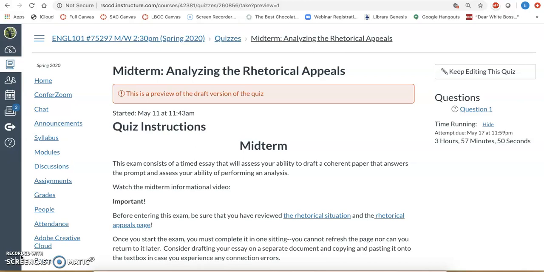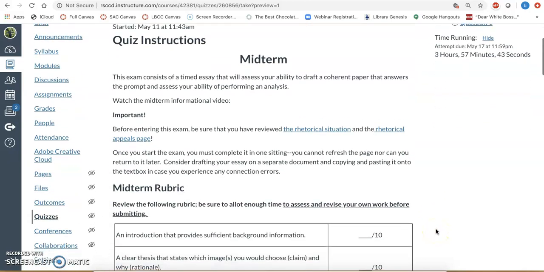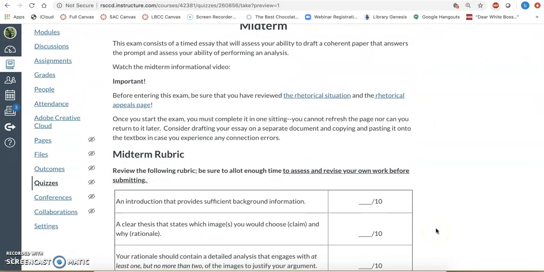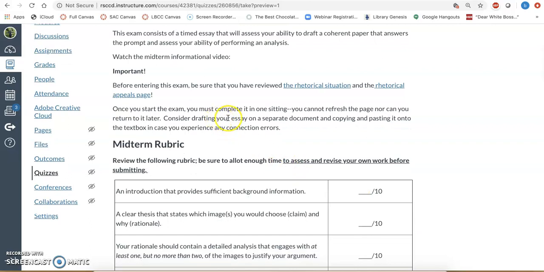It's really important that before starting this midterm, you review the rhetorical situation page and the rhetorical appeals page as a review so you remember the terminology and how to assess and analyze these specific appeals. It's also important to remember that once you start the exam, you must complete it in one sitting. You cannot refresh the page, nor can you return to it later. Consider drafting your essay on a separate document and copying and pasting it into the text box in case you experience any communication or connection errors.